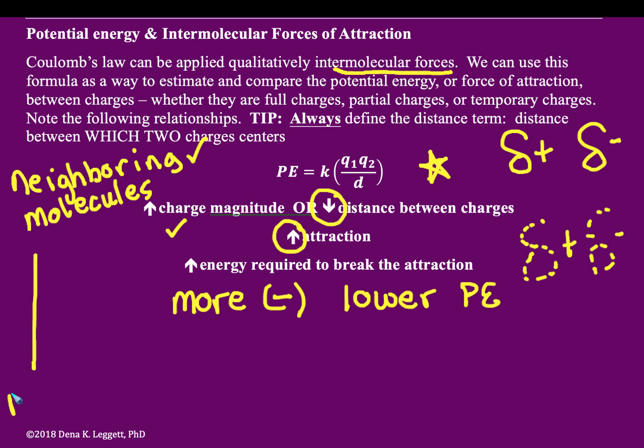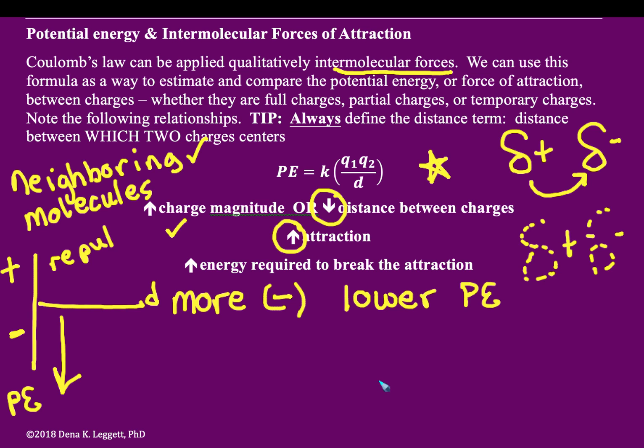If you graph potential energy versus distance, negative is going to be attractive forces, positive would be repulsive forces. So if we have a lower or more negative potential energy, we're talking about a greater attraction. And the greater the attraction, the more energy it takes to break the attraction. So we can talk about that with permanent dipole intermolecular forces, with London dispersion intermolecular forces, and with hydrogen bonding. And I think it can be a very, very important concept to understand.